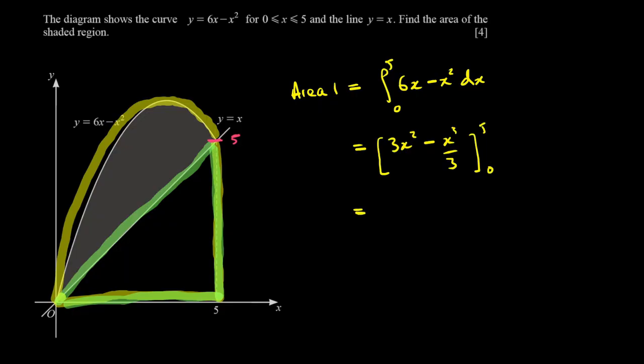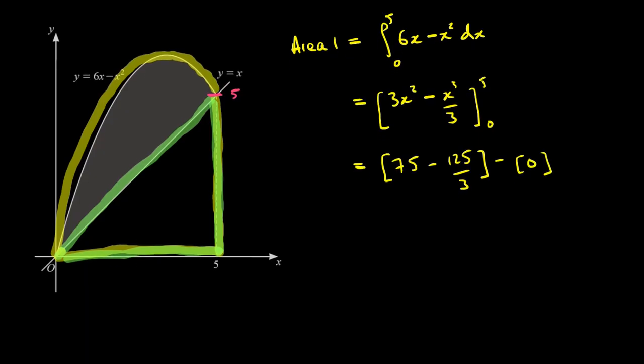If I substitute in 5, I'm going to get 3 times 5 squared. That's 75 minus 5 cubed, which is 125 over 3. And if we substitute in the lower bound, which is 0, we're just going to get 0 there. Okay, now let's try to simplify things a little bit.